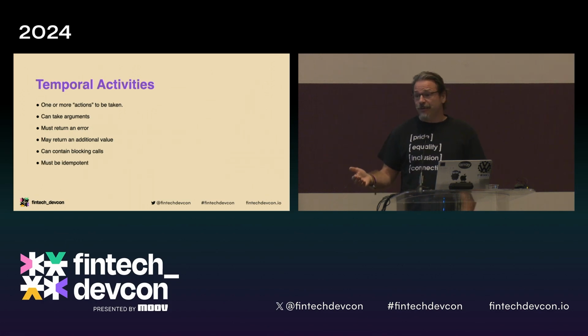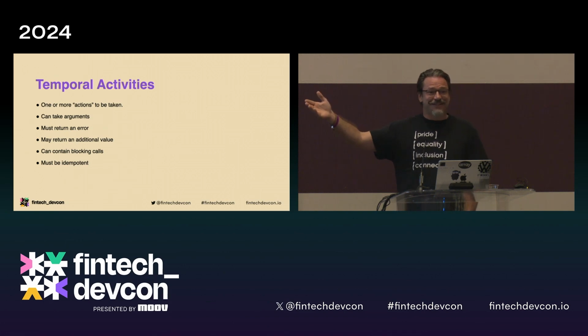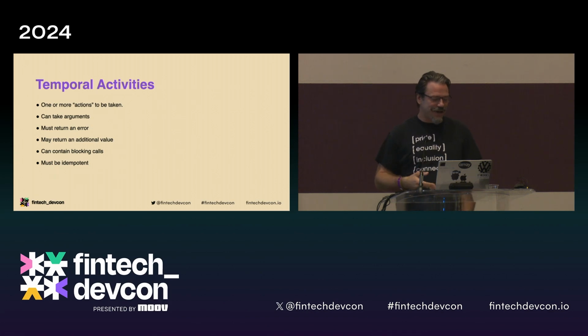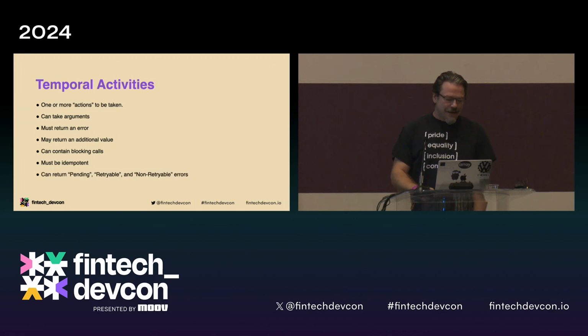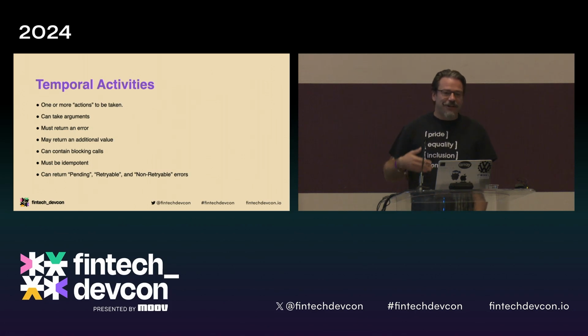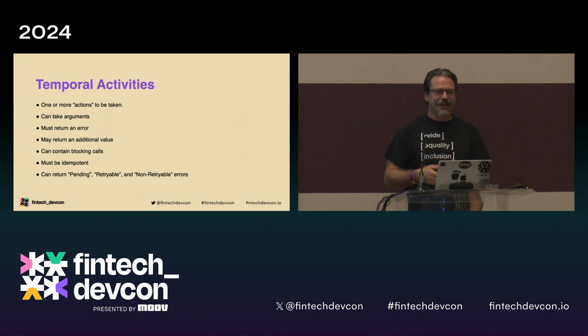They must be idempotent, and this of course is a big topic in fintech, because if we're moving money around between accounts, we ideally don't want that to be done twice. So hopefully your vendors and your APIs that you're working with support some kind of idempotency key. And they can return pending, retriable or non-retriable errors. If they return a pending error, it pauses the workflow and the activity can be resumed later. Retriable errors will be retried, but you can also mark things as non-retriable and that will kill the workflow. The activity will come back and the else block that's handling the error from that activity will fire.